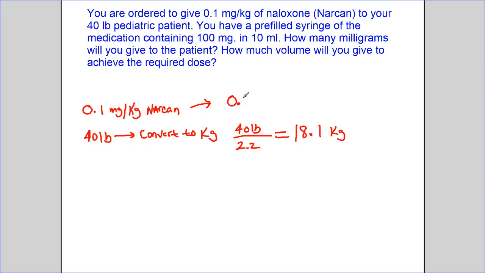We're going to have 0.1 milligrams Narcan, and we're going to multiply that by 18.1 kilograms. All right, let's do the math. 0.1 multiplied by 18.1 will give us 1.81 milligrams per kilo, or 1.81 milligrams.